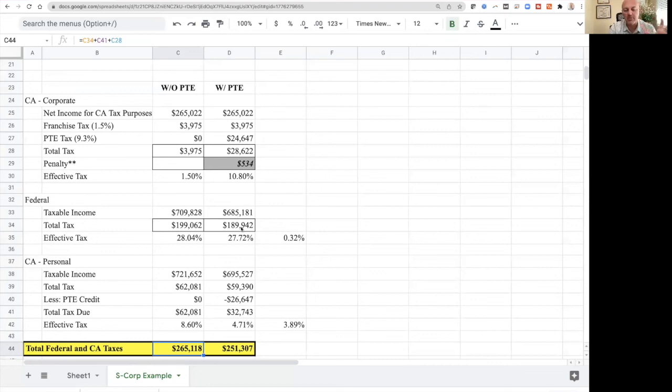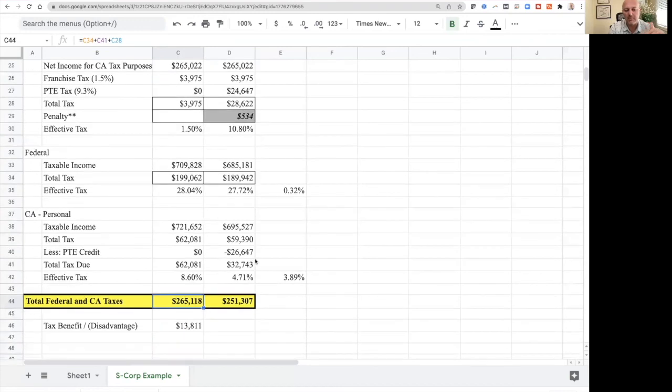But again, the purpose of this exercise is just to see how to calculate the tax, where the numbers go, how it flows through on the personal and the California tax, and then whether or not there's a benefit for making that election. Hopefully this was beneficial for you.